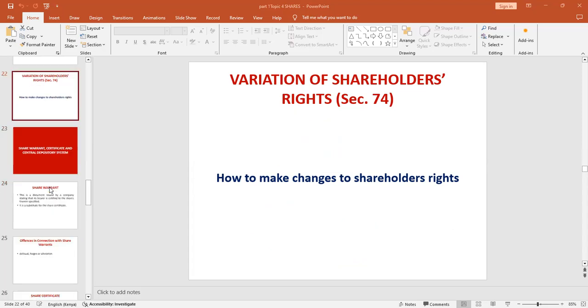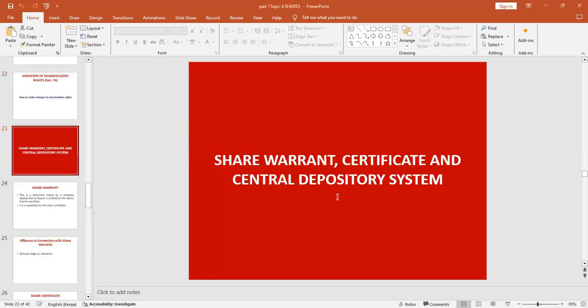Any issue? So the next class will start at the share warrant, share certificates. And this is going to be like a quick thing. So you can read about it. And then, yeah, well, we'll finish shares and probably start talking about share capital.